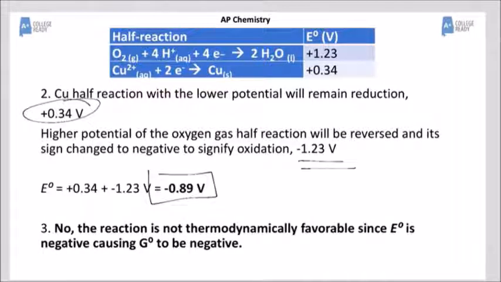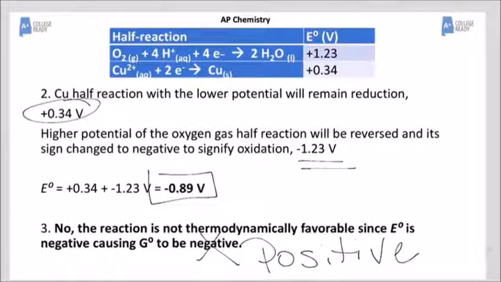And then the third question, was this thermodynamically favorable? And the answer is no. Since the cell potential is negative, that would also cause delta G to be positive. So this is a positive delta G, and that's why it's thermodynamically unfavorable.